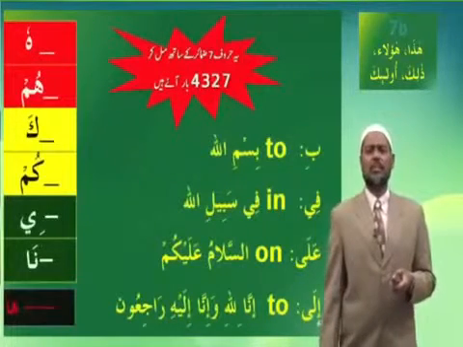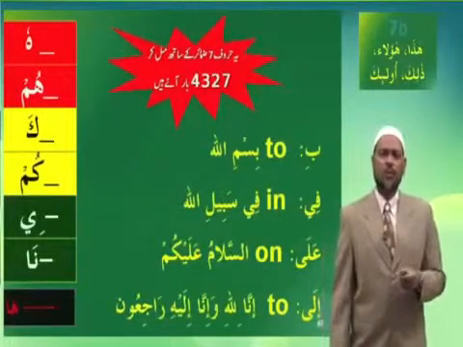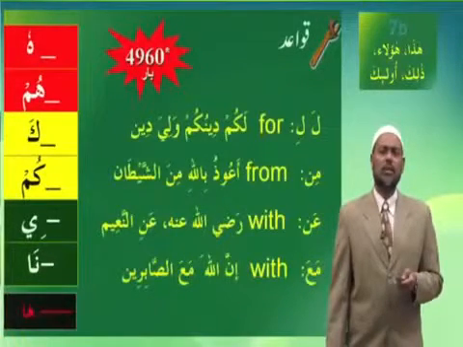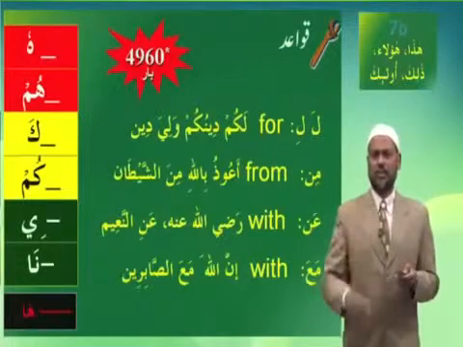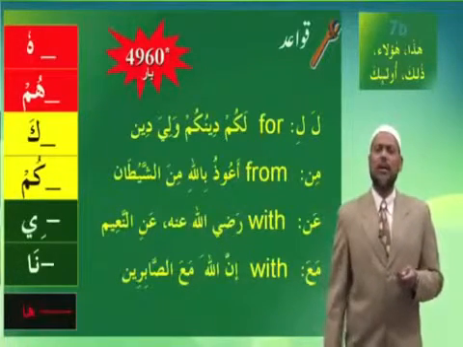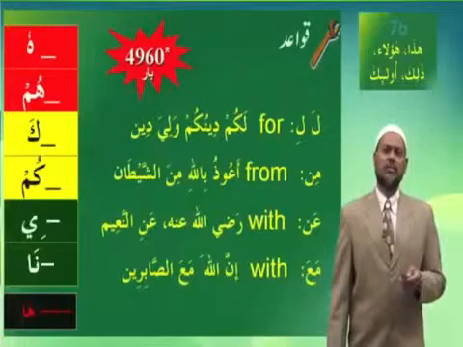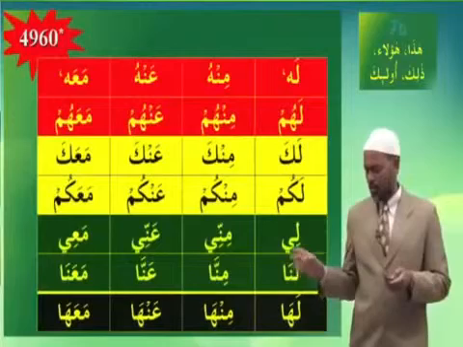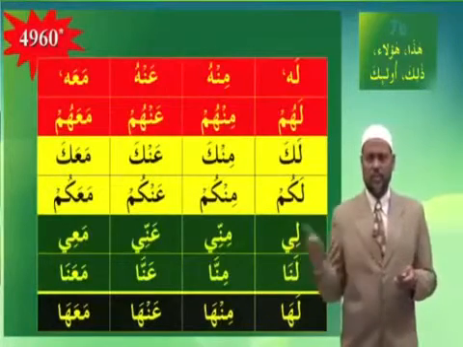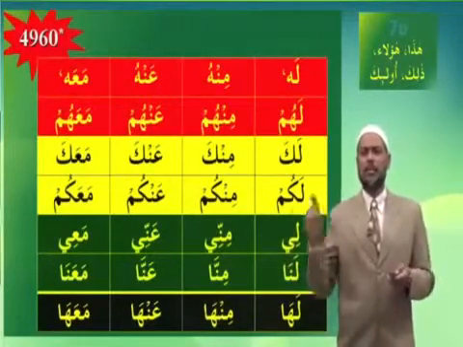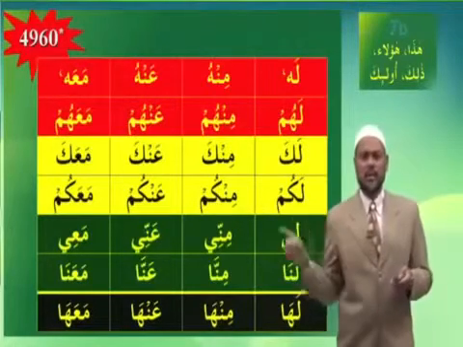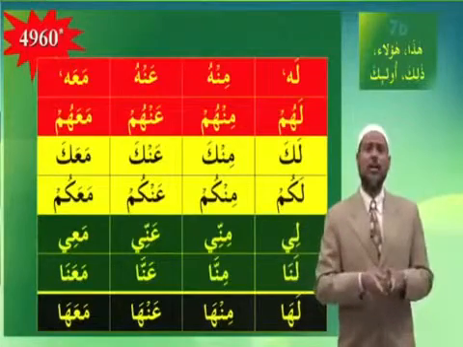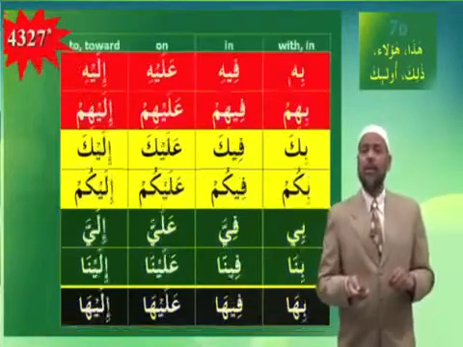And learn all those meanings thoroughly. We have learned 4 more prepositions also, bi, fi, ala, and ila. But before we go there, these 4 prepositions that we just practiced, or 3 prepositions plus ma'a, have come in the Quran almost 5,000 times, which are listed here. Lahu, lahum, laka, lakum, li, lana, for him, for them, for you, for you. And similarly, minhu, minhum, minka, minkum, minni, minna, anhu, anhum, anka, ankum, anni, anna, ma'ahu, ma'ahum, ma'aka, ma'akum, ma'i, ma'ana, and laha, minha, anha, ma'aha.